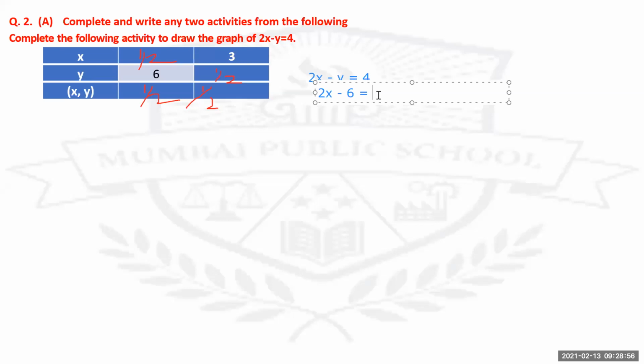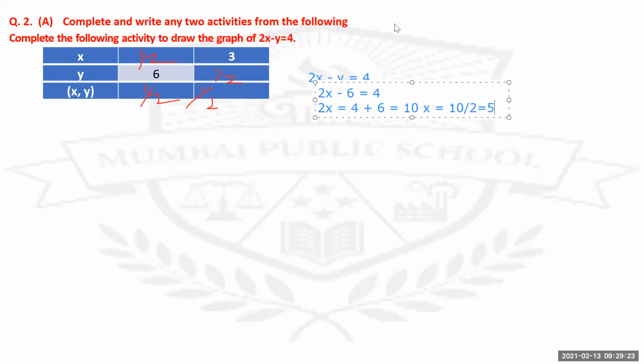Now what you will do is, minus 6 will come to the other side. So you'll get 2x equals 4 plus 6. So 4 plus 6 is equal to 10. So value of x equals, what will you get? 10 divided by 2, that is equal to 5.